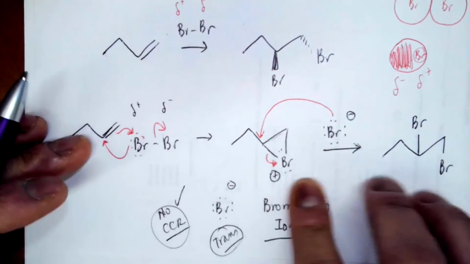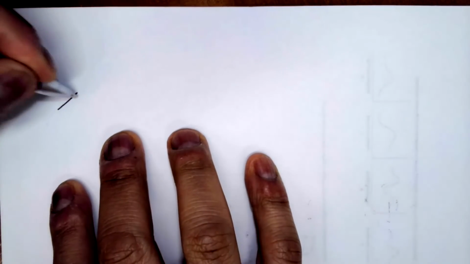It's important for us to know the mechanism. Yes, we have to know the mechanism of this reaction. I'll give you another one. There is no CCR. That's the good thing of this mechanism, that there is no CCR.